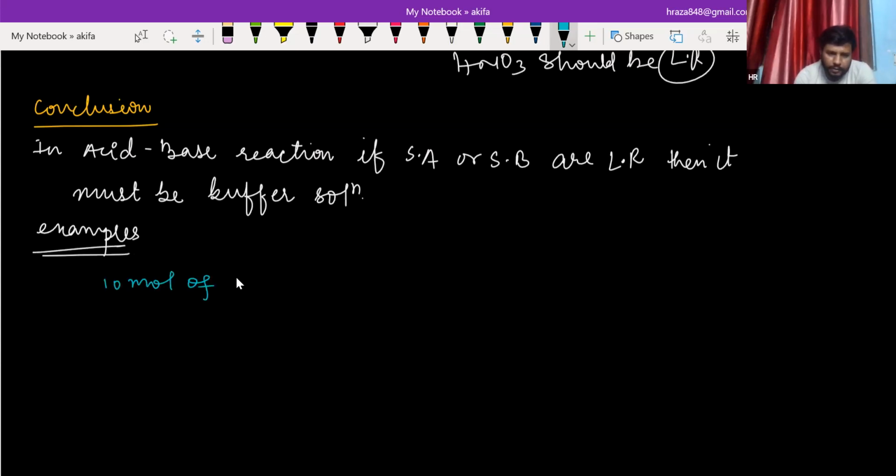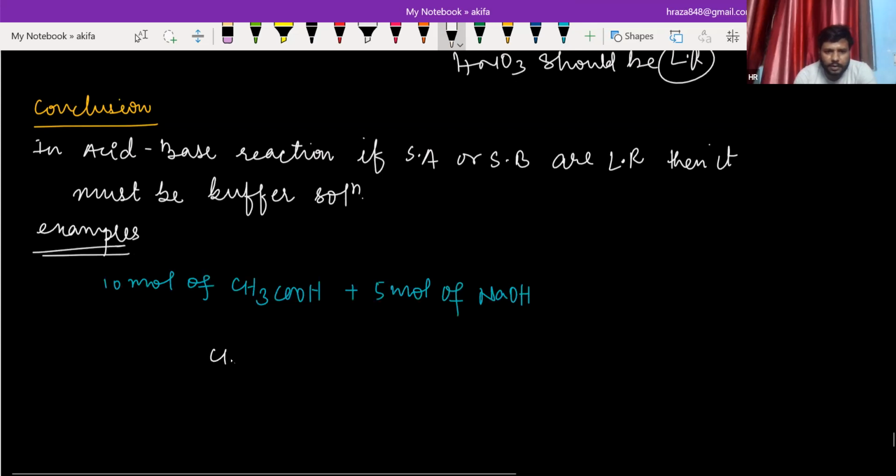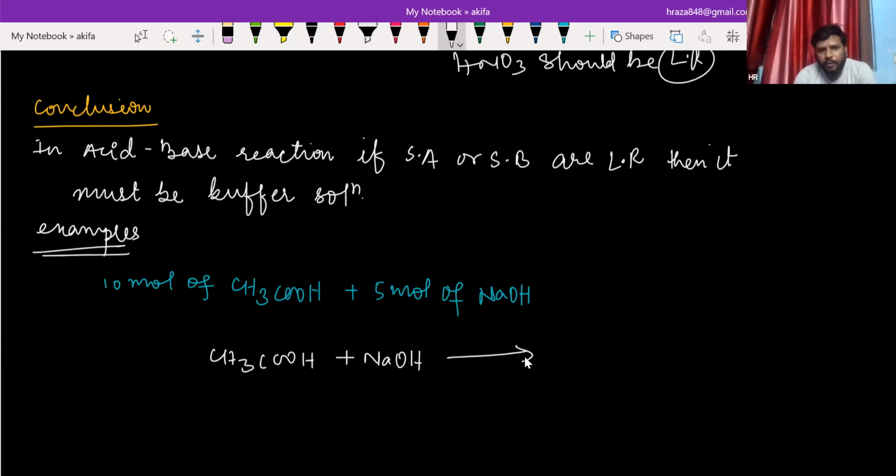10 mole of CH3COOH plus 5 mole of NaOH. You can see CH3COOH reacts with NaOH. It will form CH3COONa, a salt, and H2O.